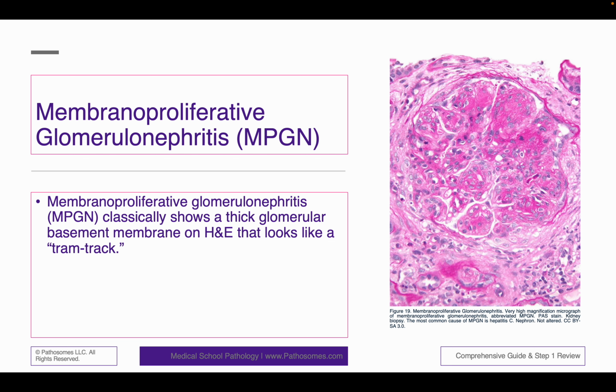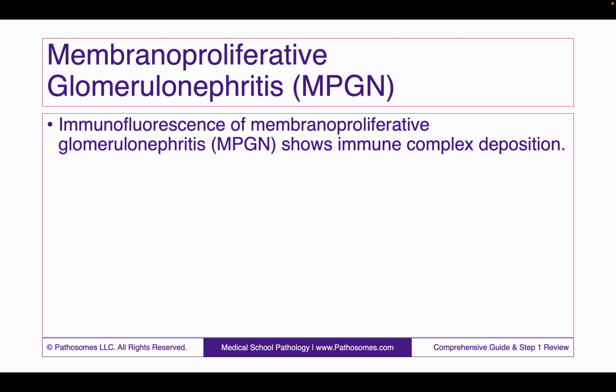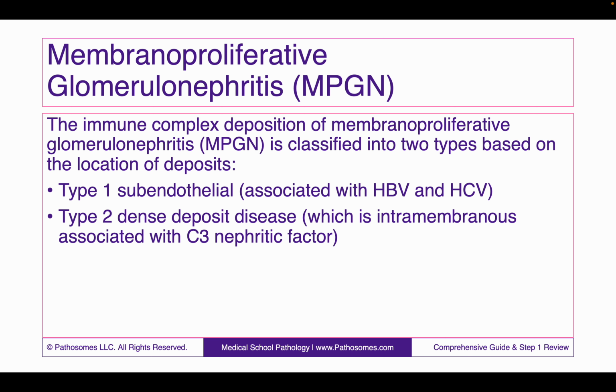To the right here, we can see a very high magnification micrograph of membranoproliferative glomerulonephritis. And note the tram track appearance of membranoproliferative glomerulonephritis is because of the immune complex deposition. Immunofluorescence of MPGN shows immune complex deposition. Makes sense. The immune complex deposition of MPGN is classified into two types based on the location of the deposits.